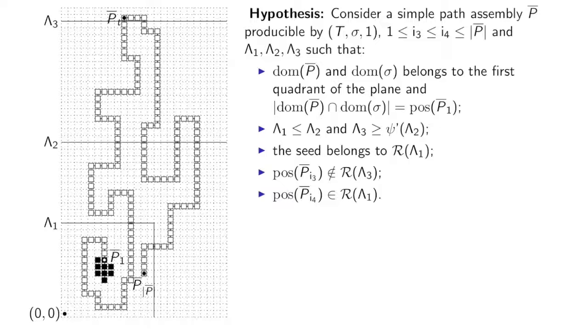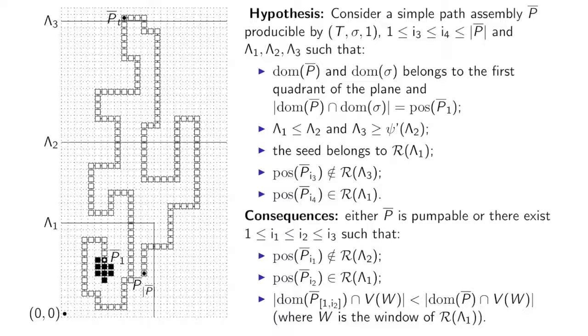Now consider 2 indices I3 and I4 such that the tile Pi3 is not inside the square of width λ3 and Pi4 is inside the square of width λ1. In this example, the first highest tile can be used as Pi3 and the last tile can be used as Pi4. These hypotheses show that the path assembly P grows far away from the seed and then comes back near the seed. Note that, in this example, the path assembly P exits by the north side of the square of width λ3. Without loss of generality, we can assume this is always the case.